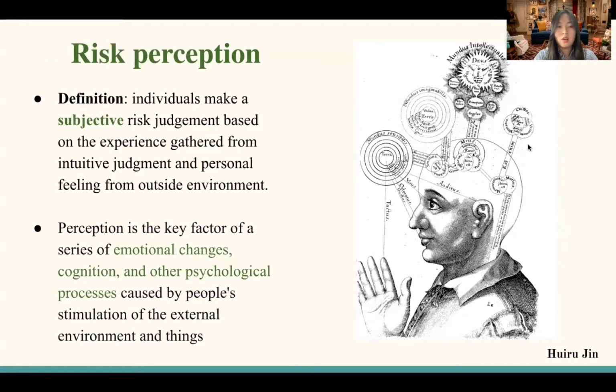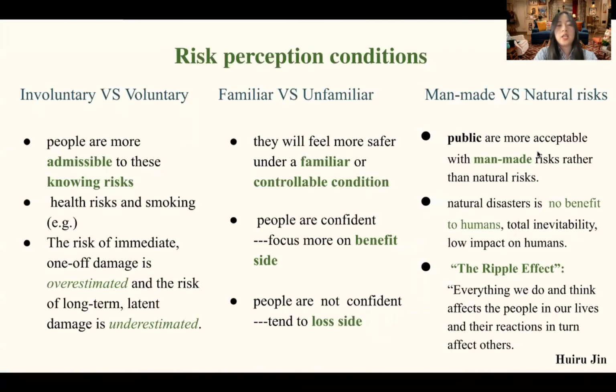And actually, perception is the last key link of humans' response to external things, and it's a key factor in a series of emotional changes, cognition, and other psychological processes caused by people's stimulation from the external environment and things. When individuals face different kinds of risk, they behave and react differently based on the conditions. There are external environmental factors and variables that will affect people's perception. So today I'm going to talk about three main groups of variables that influence people's risk perception.